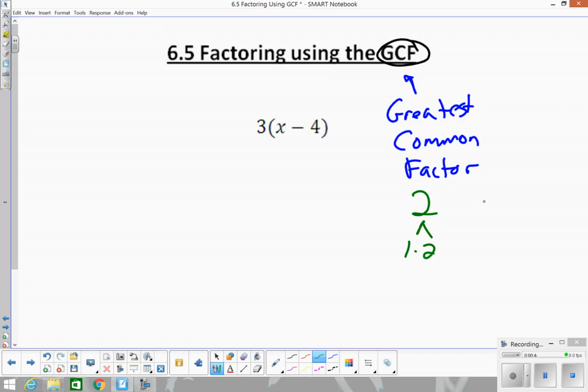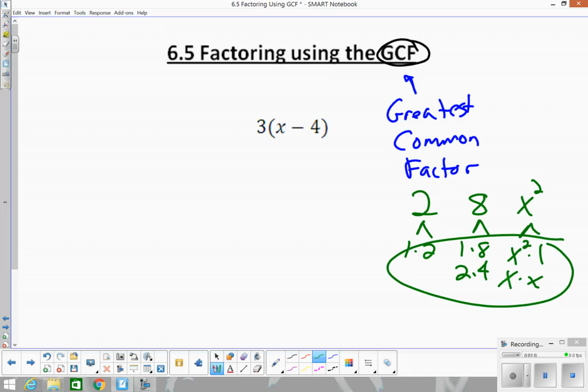What about the factors of 8? I have 1 times 8, 2 times 4, right? That's it. What about x squared? Well, anything times 1, x squared times 1, right, will give me x squared, or x times x. So these are all factors of their given terms.